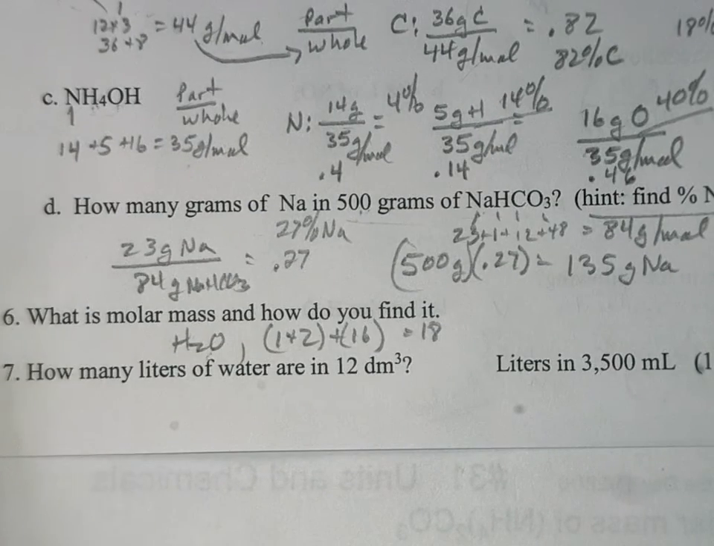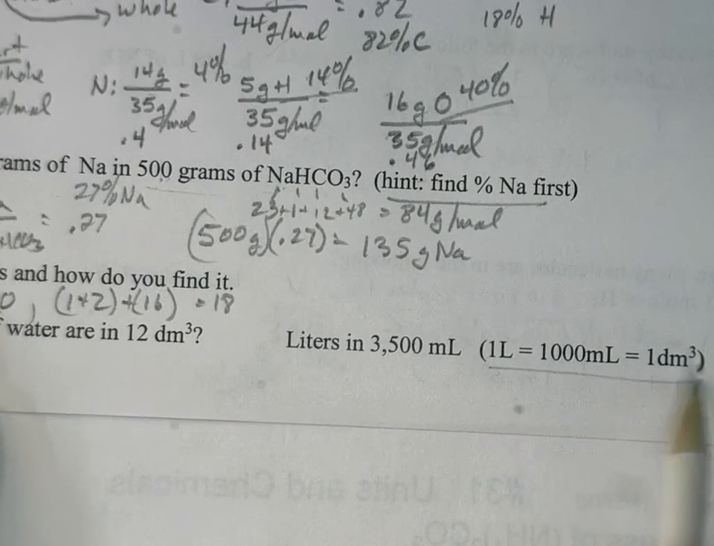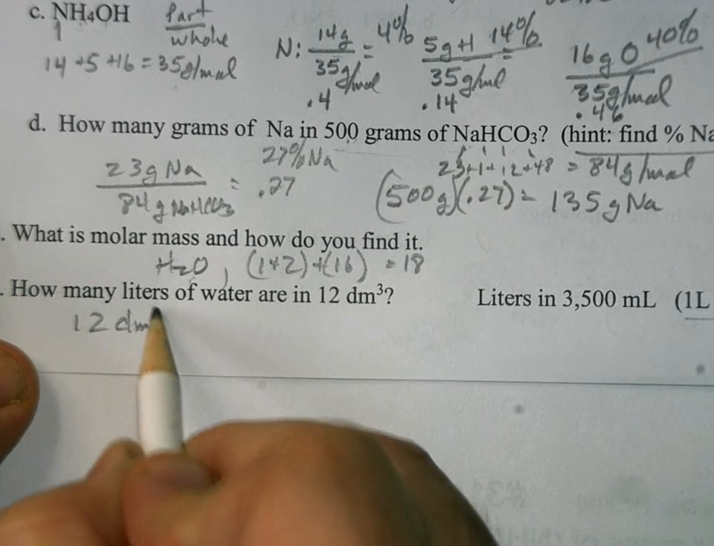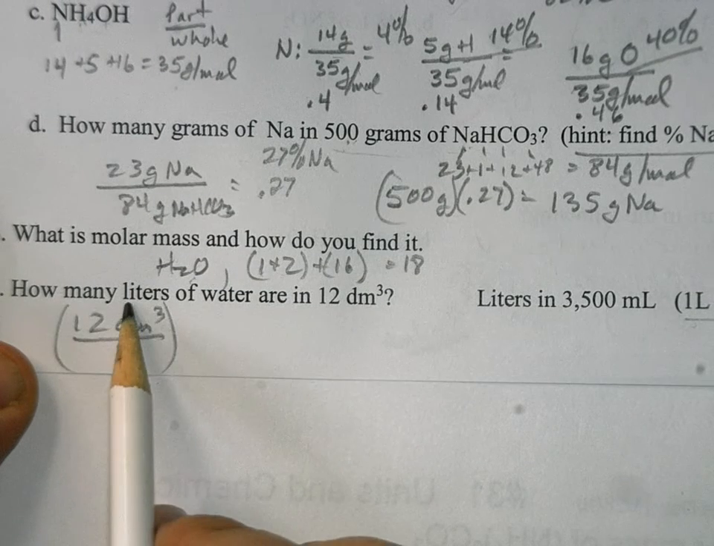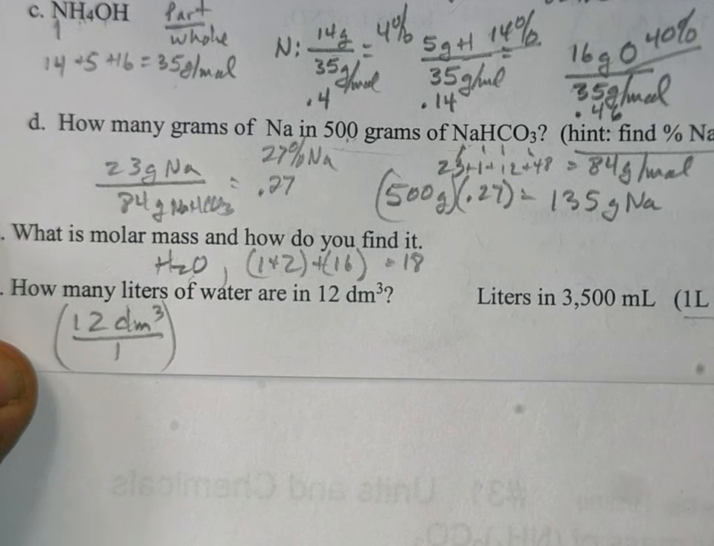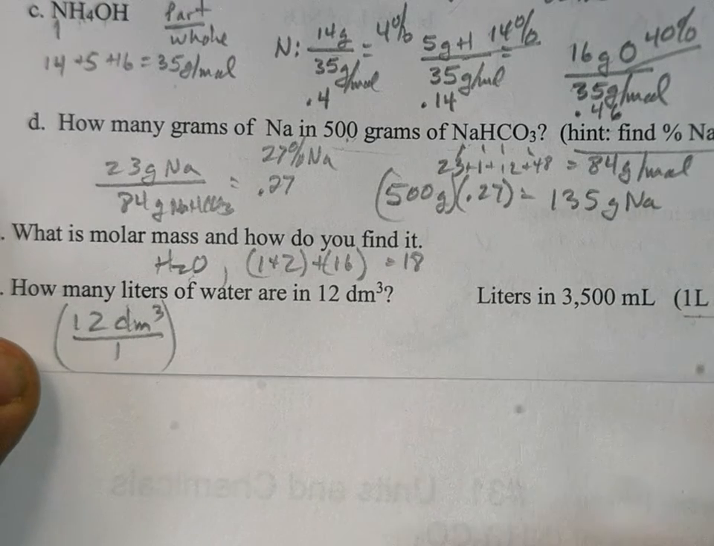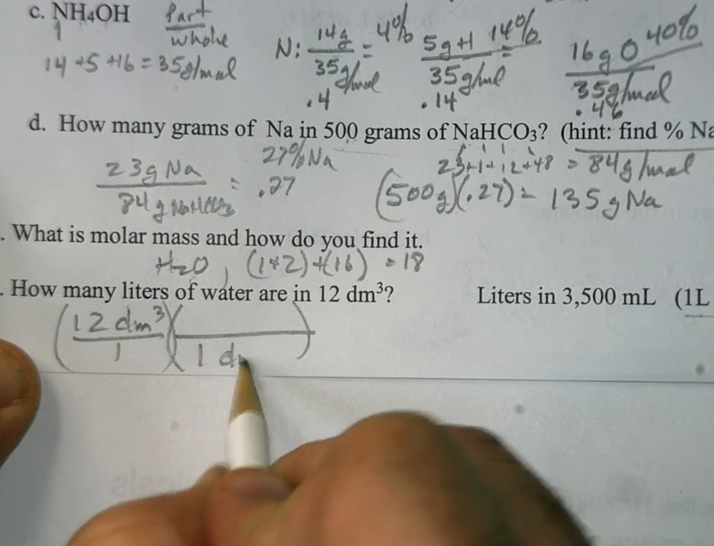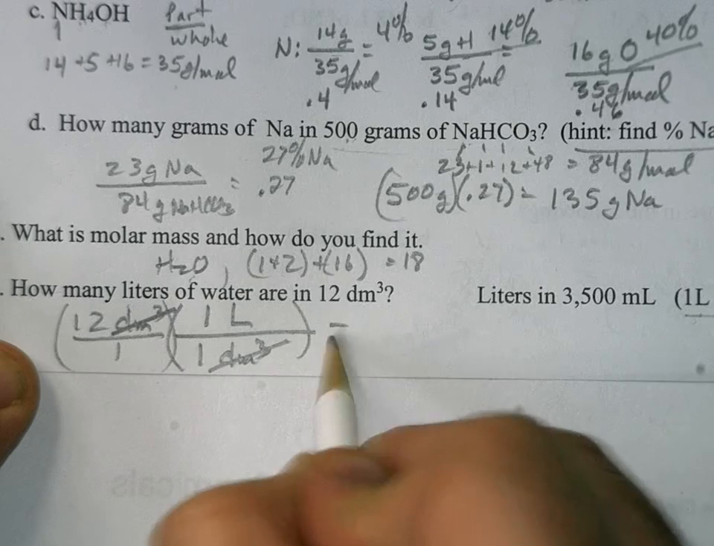How many liters of water are in 12 decimeters? Well, we've got our conversion factors over here, so this should be pretty easy. We've got 12 decimeters cubed. That's our given. And we are looking for how many liters of water. It says here that 1 decimeter is the same as 1 liter, so it's going to be 12 liters. But if that doesn't work, you could say 1 cubic decimeter is the same as 1 liter. The decimeters cancel out, and you get 12 liters.